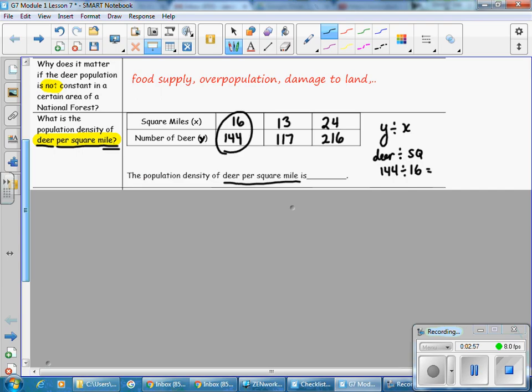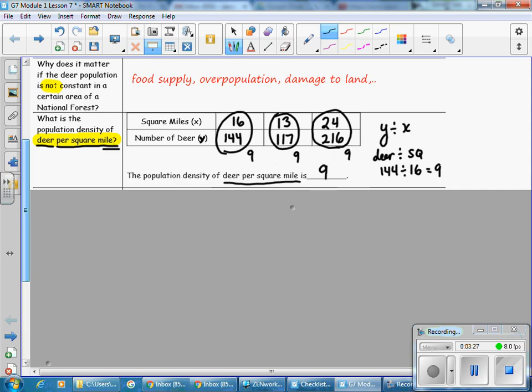And that answer is 9. Then we do the same with the second ordered pair, 117 divided by 13, and the answer is also 9. And our third pair, 216 divided by 24, and the answer is 9. So the population density of deer per square mile is 9.